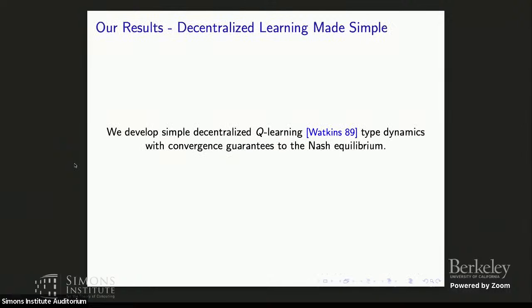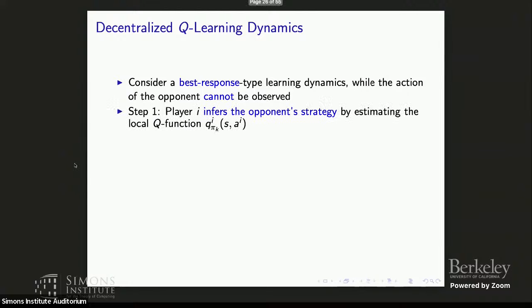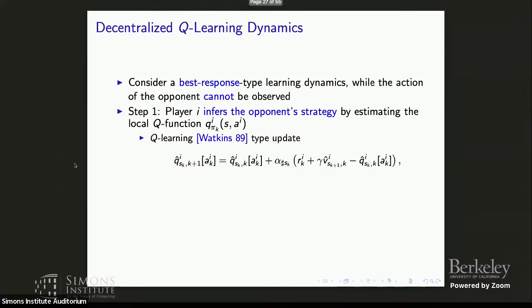So what we show is that we develop some simple decentralized Q-learning dynamics that provably converge to the Nash equilibrium for two-player zero-sum stochastic games. We develop a best response type of learning dynamics where the action of the opponent cannot be observed. More specifically, the algorithm consists of two steps. The first step is that the player tries to infer the opponent's strategy by estimating something called the local Q function. This step looks very similar to Q learning or independent Q learning.